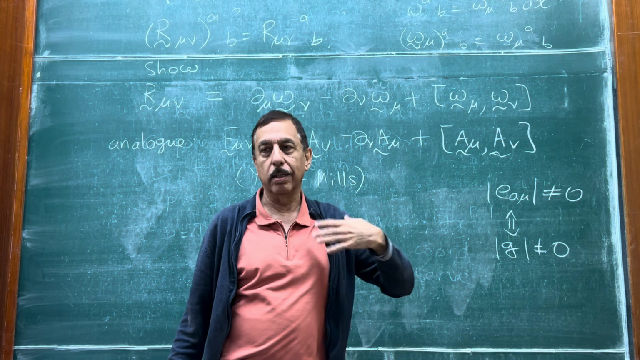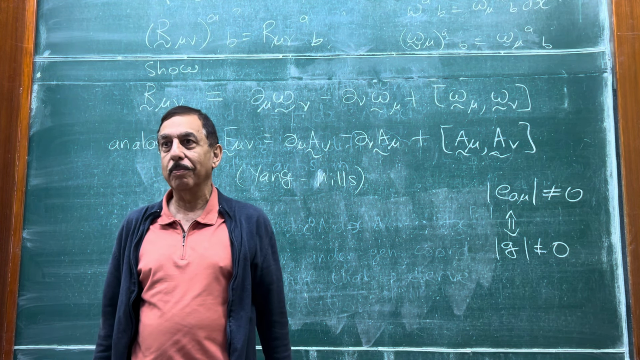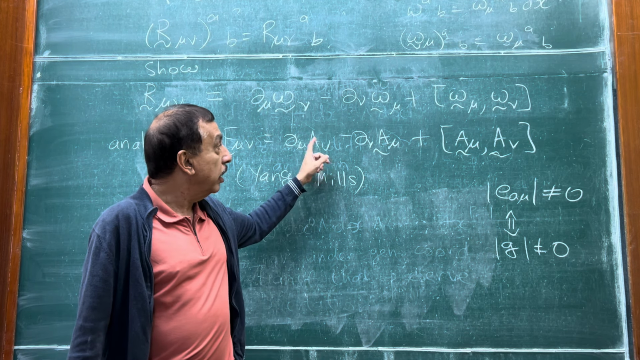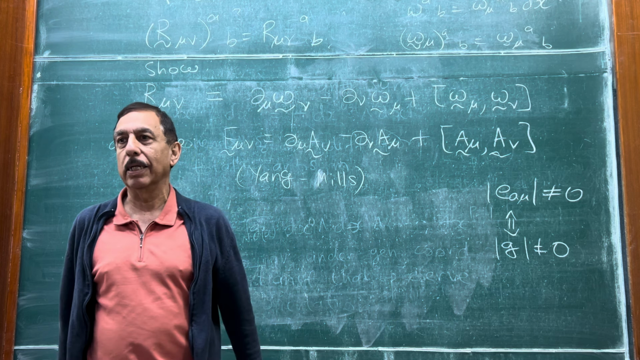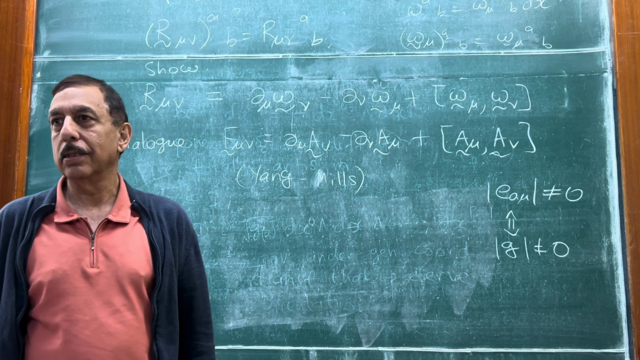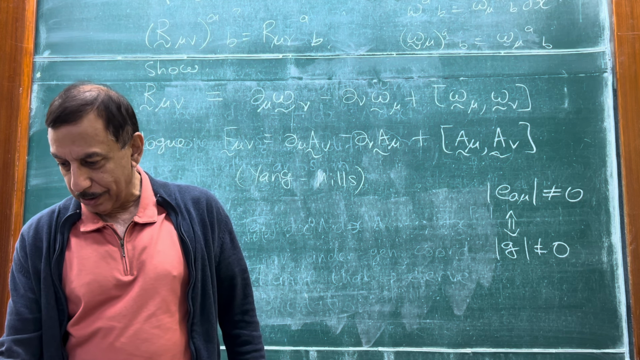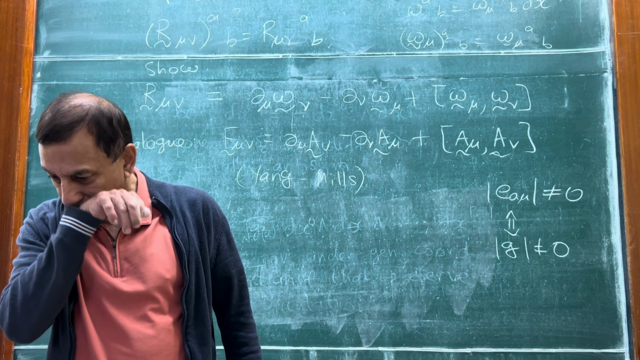Of course, matter fields can be in the vector representation of the Yang-Mills group, but the vector potential is not derived from a quantity in the vector representation. But maybe you will think of some weird reformulation of Yang-Mills theory which does that.